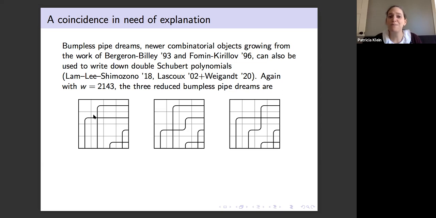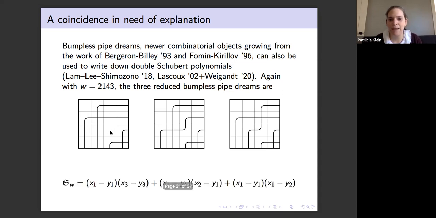So the only droops that I'm allowed are drooping this pipe into this blank tile or this other pipe into this blank tile. And so now looking at these three bumpless pipe dreams associated again to 2, 1, 4, 3, we read off from the blank tiles the double Schubert polynomial. And it's x11, x33, x11, x21, x11, x12.